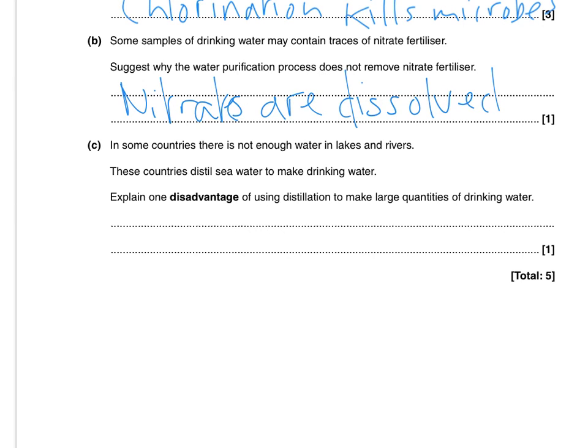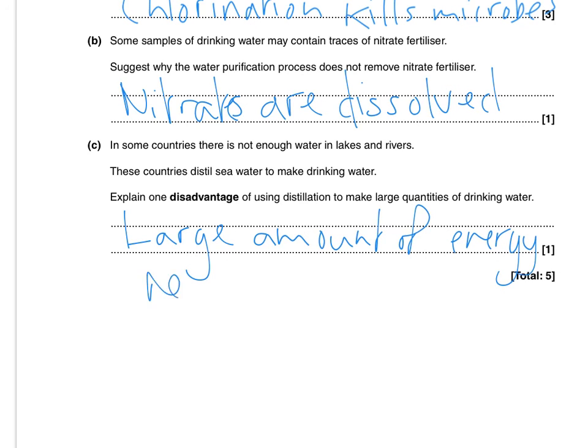In some countries, there's not enough water in lakes and rivers. These countries distill seawater to make drinking water. Explain one disadvantage of using distillation to make large quantities of drinking water. Okay, so essentially, it is just that large amount of energy needed. Loads of energy needed for that. So large amount of energy needed is our mark.